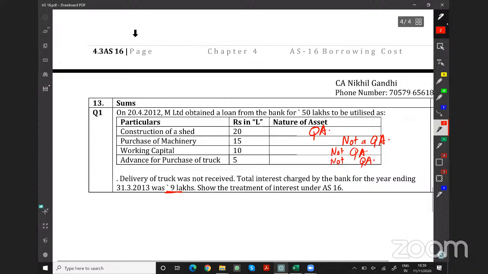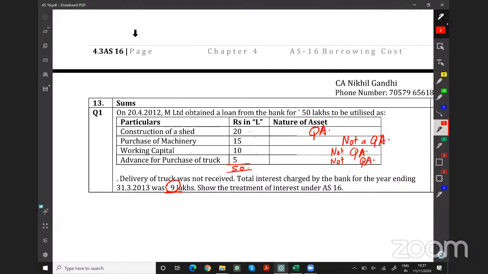So the loan taken is 50 lakhs, and the interest paid is 9 lakh rupees. 50 lakhs is bifurcated into 20 plus 10 is 30, plus 15 is 45, plus 5 is 50. The total amount is 50 lakh rupees. The loan taken is 50 lakhs, and it is used for construction of shed, machinery, working capital, and advance for purchase of truck. And for this 50 lakhs, I have paid 9 lakh rupees.